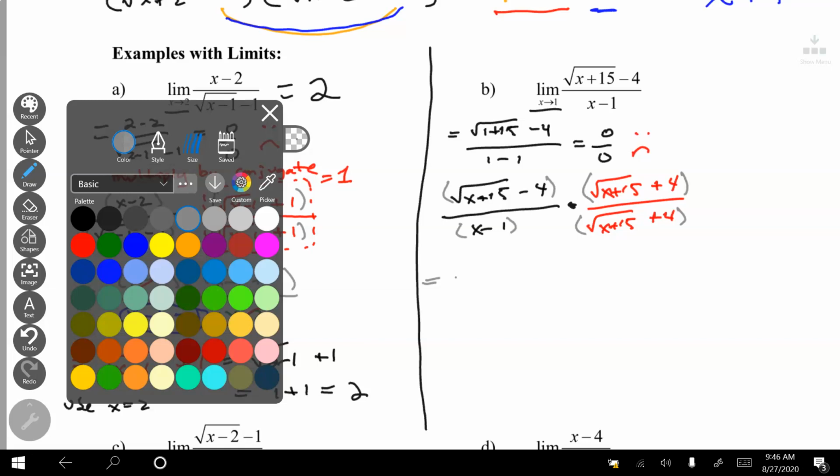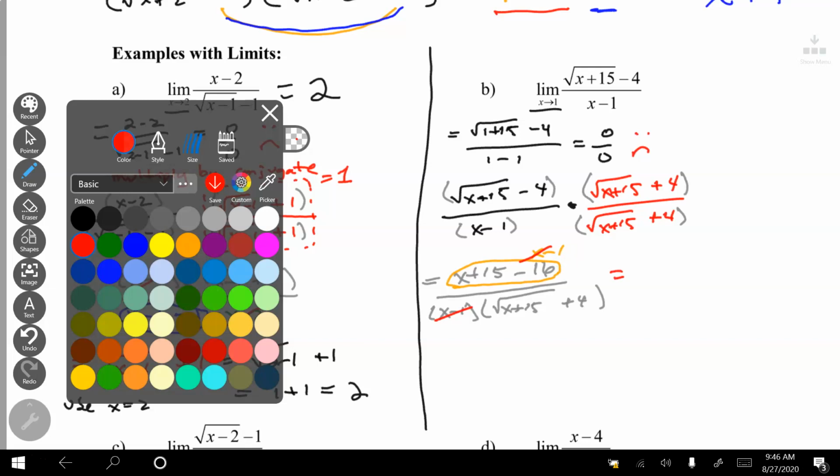So when I clean this up, the top part has the conjugate, so the square root of x plus 15 times itself is just x plus 15. And then minus 4 times plus 4 is minus 16 over this whole x minus 1 and square root of x plus 15 plus 4 business. But then I notice this whole thing is really just x minus 1, and they cancel. Don't forget, there's a 1 left over.